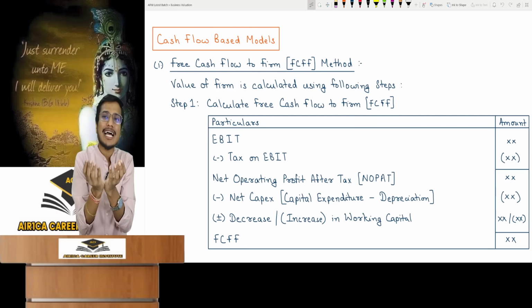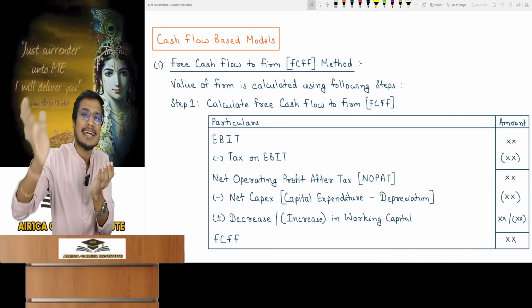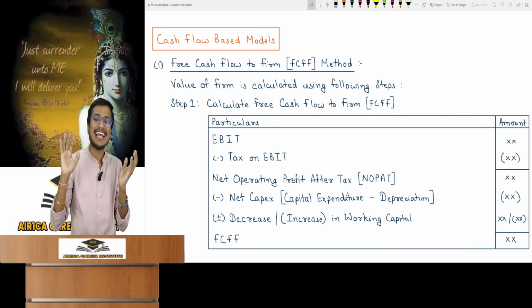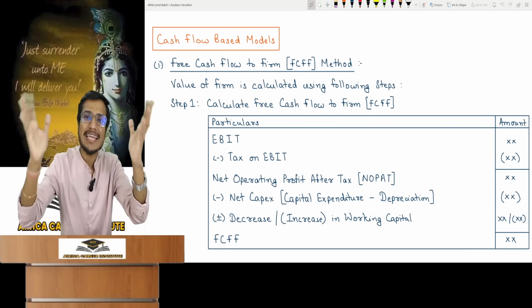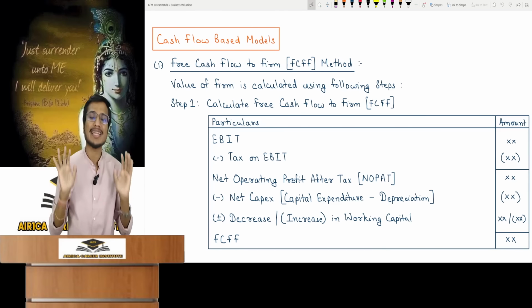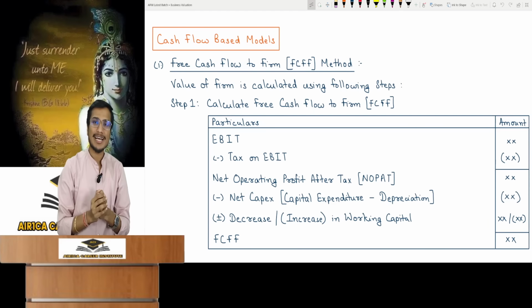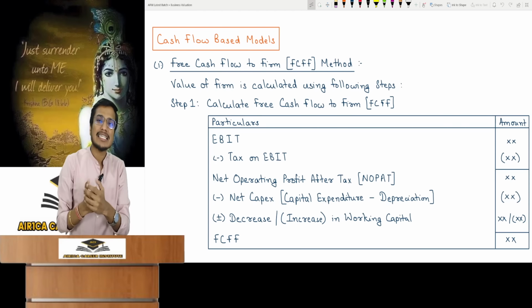This means find a cash flow from which we can make payments to equity and debt holders. We haven't paid them yet. We haven't paid the equity and debt holders yet. We are going to make payments to them from this cash flow. Find that cash flow. This can also be understood in another way.